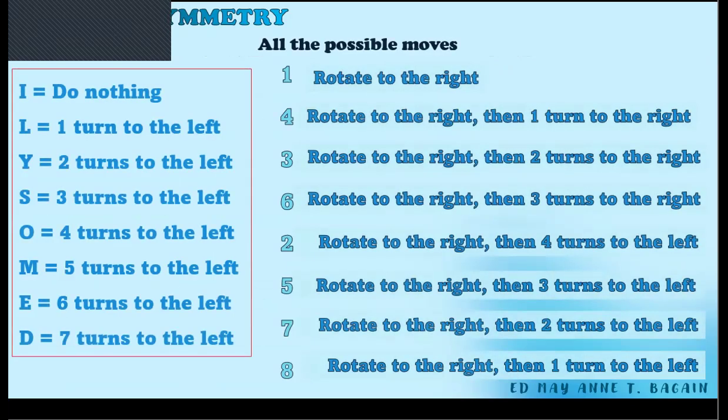Okay, now all the possible moves we have: I, L, Y, S, O, M, E, D, which is 1 turn to the left, two, three, four, five, six, seven turns to the left. And all the possible moves for the back would be 1, 4, 3, 6, 2, 5, 7, 8. Flip to the right or rotate to the right, then one turn to the right up until six, and then when we reach six, two would be four turns to the left, and then up to eight.